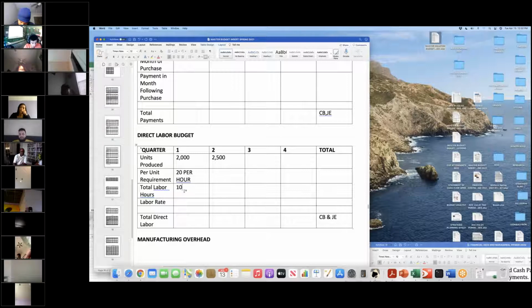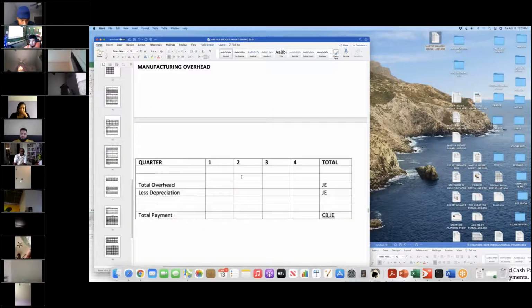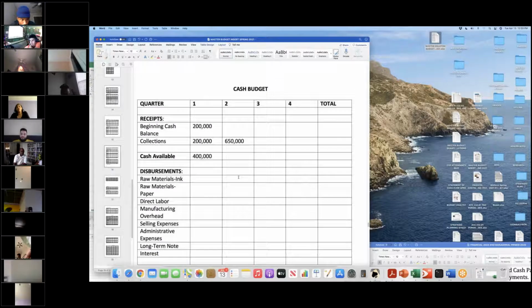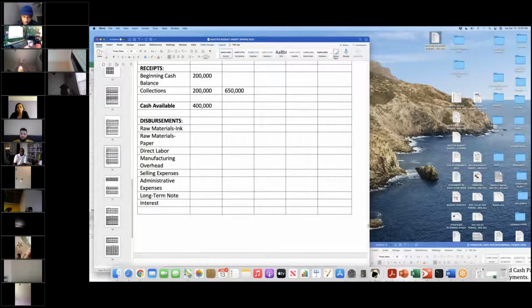100 hours. I mean, what's the labor rate? $20 an hour. So the workers are gonna be paid how much this first quarter? $2,000. So all you have to do is take this on across. Once the production budget tells you your amount, you take that $2,000. Eventually when I ask you tomorrow, you're gonna say direct labor, 2,000, that goes right here.